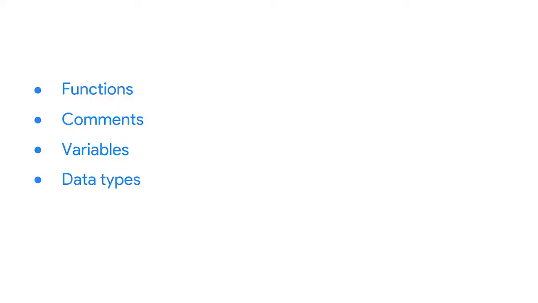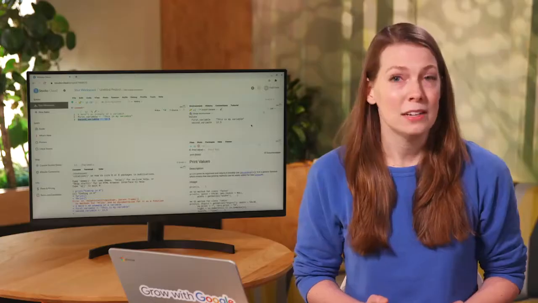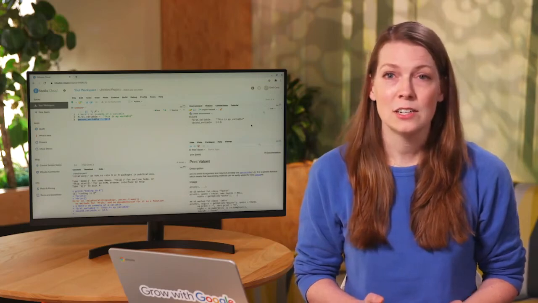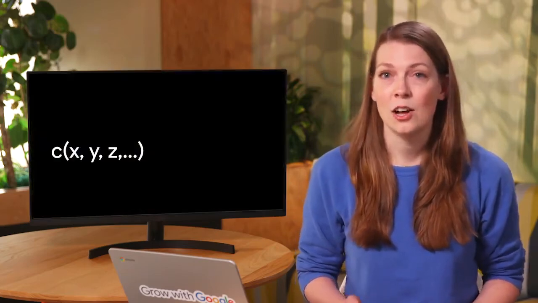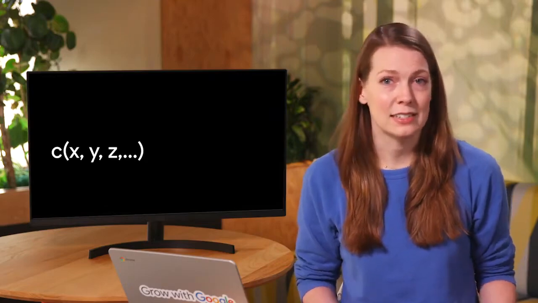Let's finish up with two more fundamental concepts, vectors and pipes. Simply put, a vector is a group of data elements of the same type stored in a sequence in R. You can make a vector using the combine function. In R, this function is just the letter C followed by the values you want in your vector inside parentheses. All right, let's create a vector.